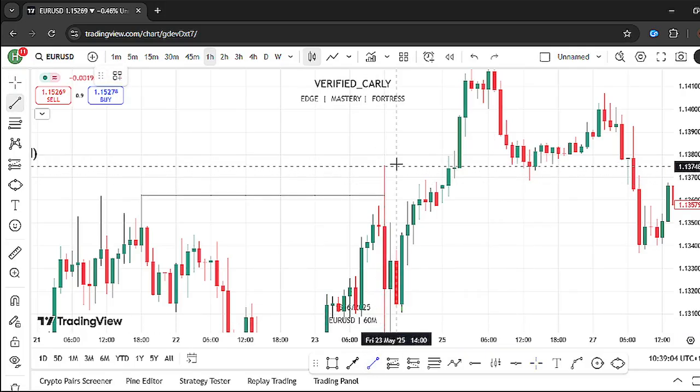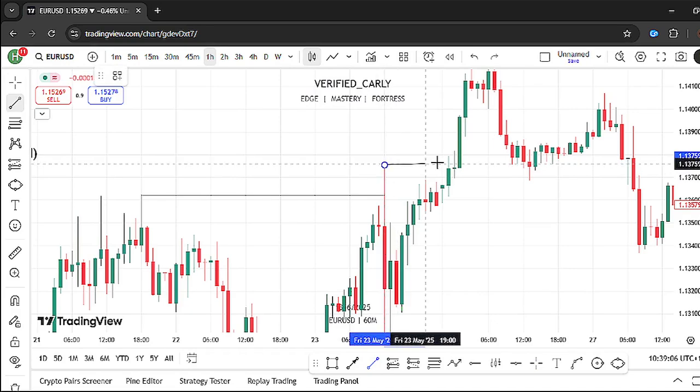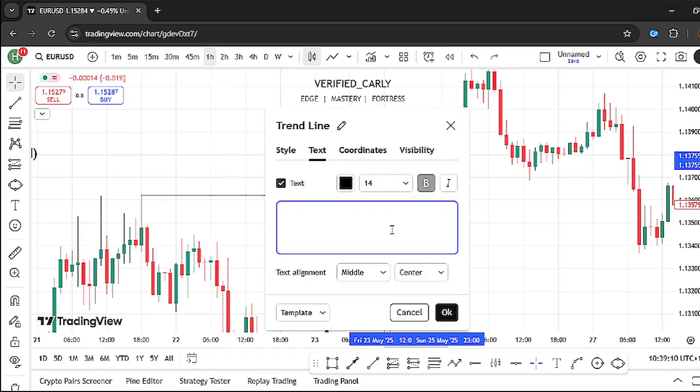This is another break of structure. This is another break of structure. So I can call it BOS as usual.